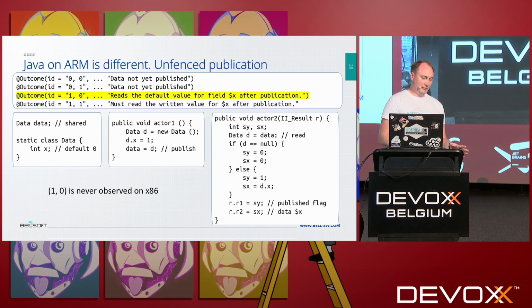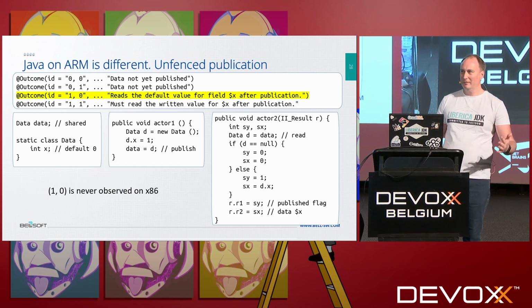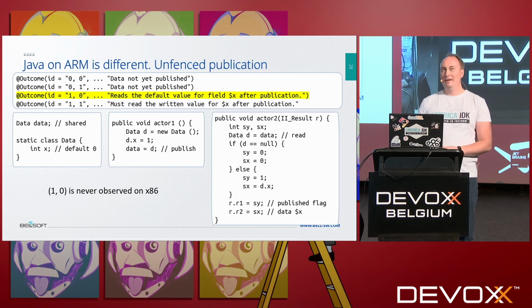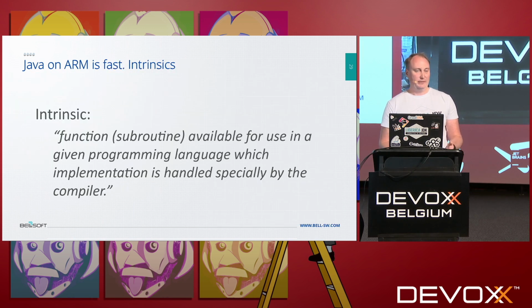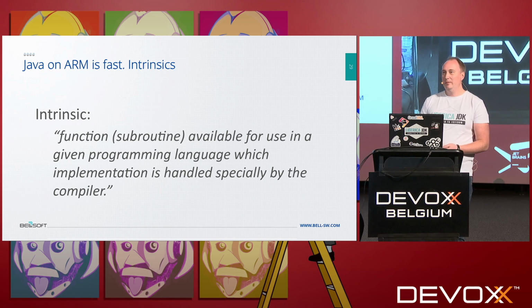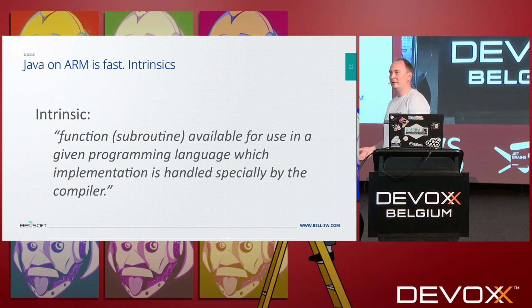But if you write the program correctly, like you put synchronized or something, you're safe. And, of course, the goal of any port is to provide a fast implementation. How could we make it fast? Well, basically, it's all about compilers.